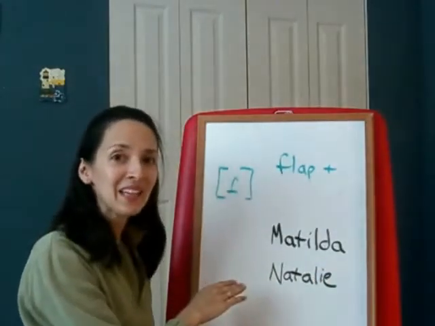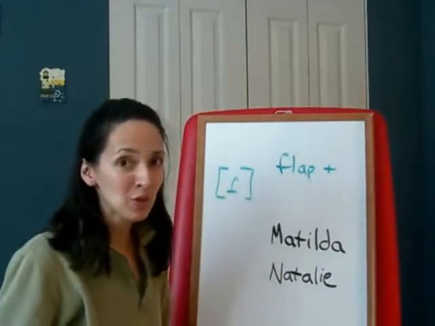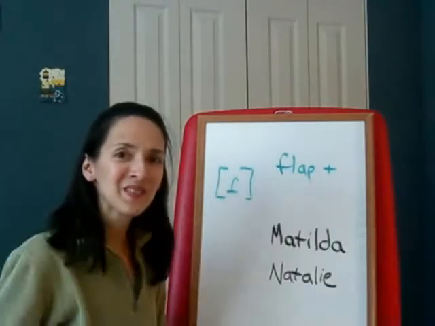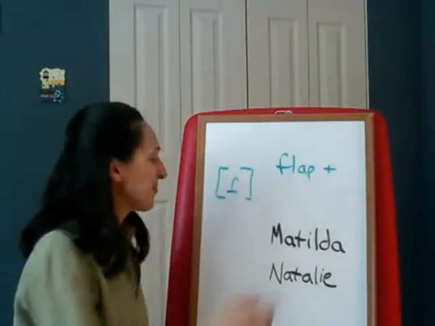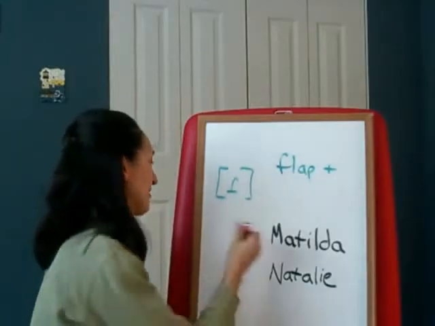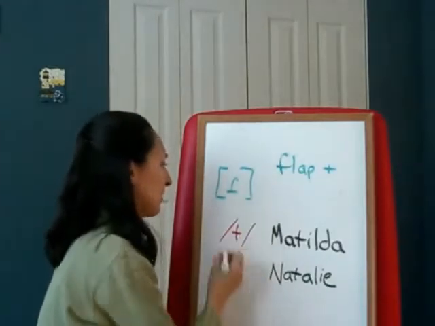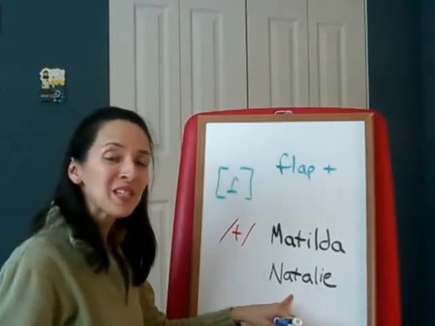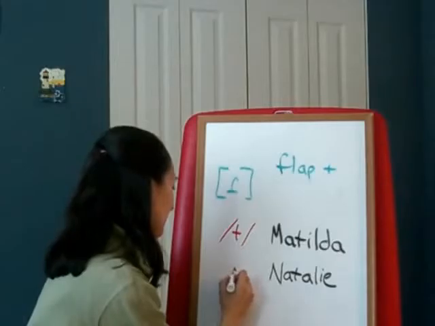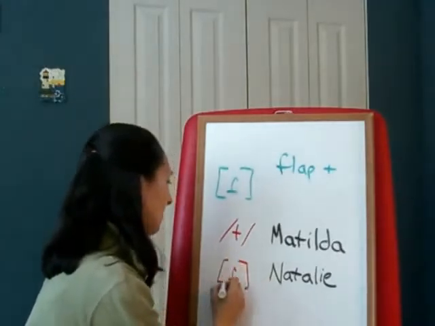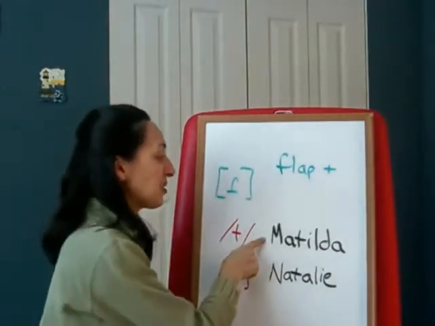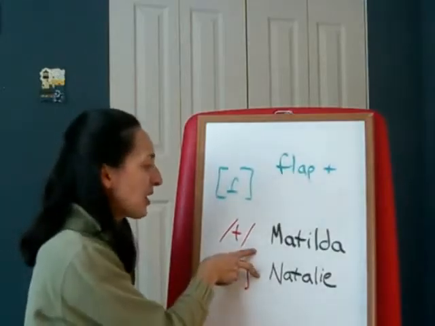Matilda, Natalie. In one of the names we have a true T sound. In the other name we have a flap T. Did you hear the difference? We have a true T in Matilda. Matilda, T, Matilda. We have the flap T in Natalie. Natalie. Matilda, Natalie. Now, why? Why do we have two different T sounds in these two names?